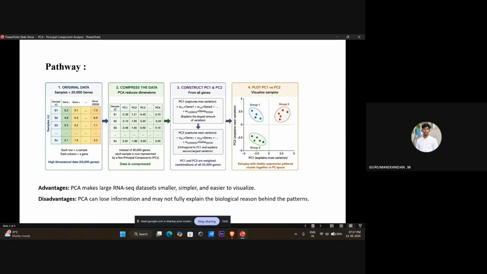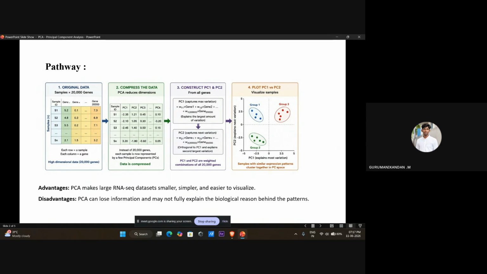We have original data, like raw data of the multiple samples, which contains thousands of genes. Then it gets compressed by the principal components, where each gene will be identified with a single number. And by the principal component algorithm, it will get into a single value per sample. Then it gets viewed by the graphical representation.